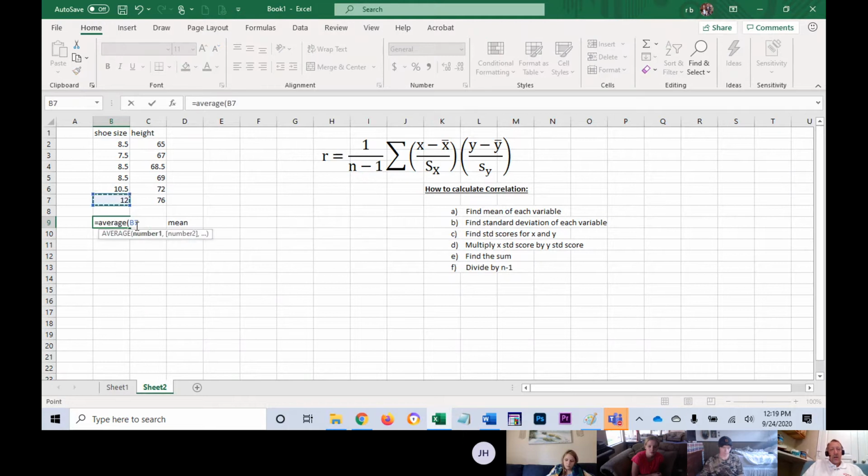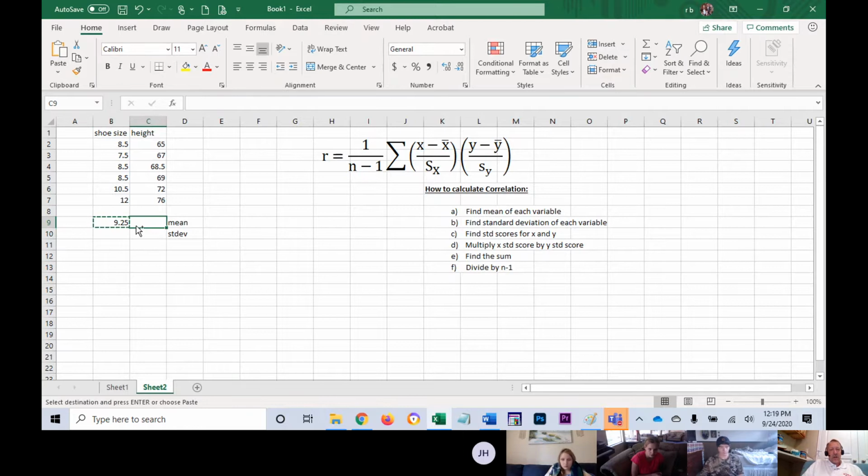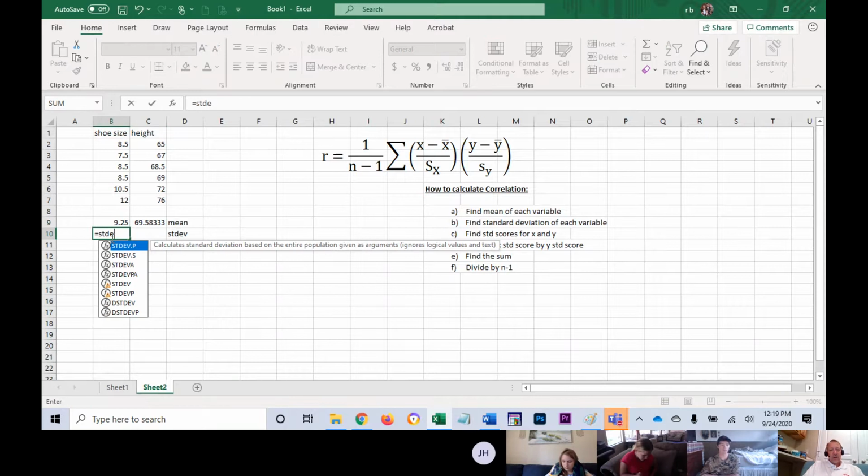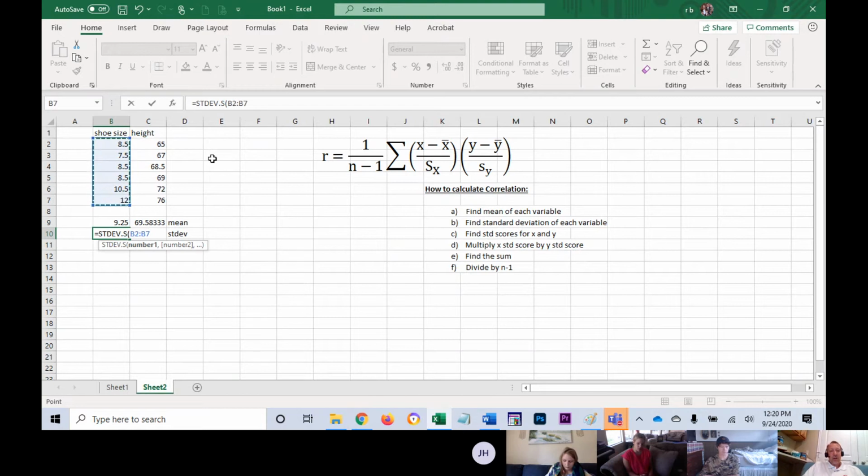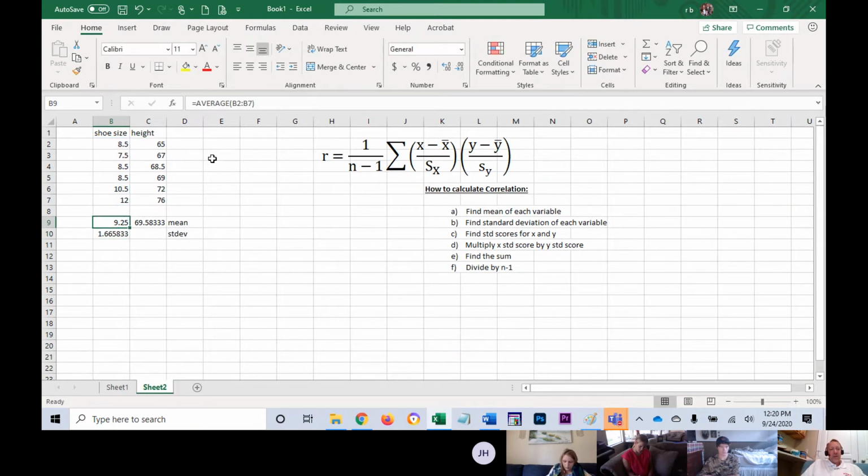So I'm going to find the mean shoe size. The mean shoe size is 9.25. The mean height is 69.58 inches. The standard deviation, now we're always assuming this is a sample, okay? So don't use population or that'll give you the wrong answer. This is a sample. So we've got a mean shoe size of 9.25, and that varies by about 1.6 shoe sizes. We've got a mean height of 69.5 inches, standard deviation of almost 4 inches, okay?